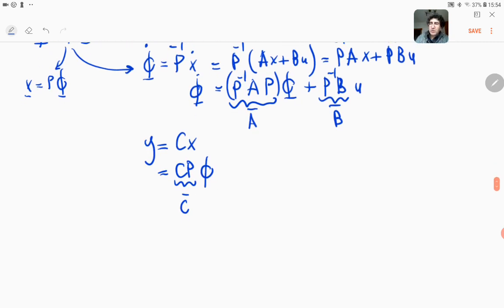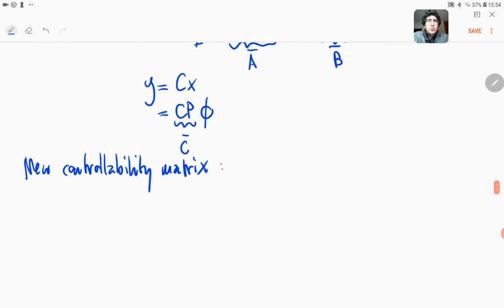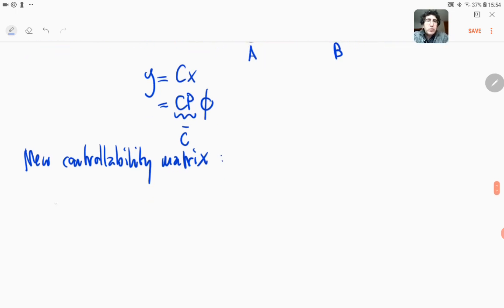Now let us continue with our discussion. The new controllability matrix will be equal to, let's call this Q bar. Q bar will be equal to B bar, A bar B bar, up to A bar to the power n minus 1 B bar. That's going to be the new controllability matrix.